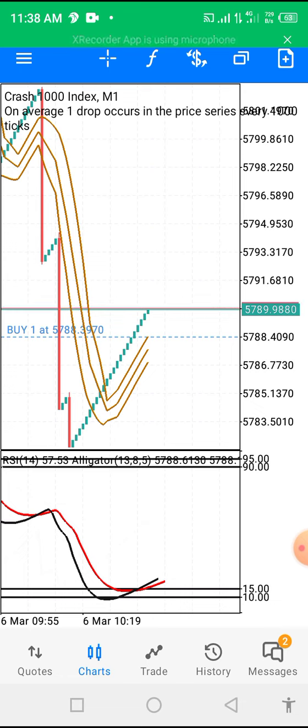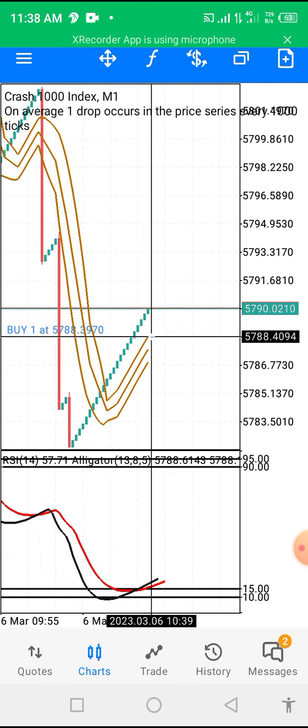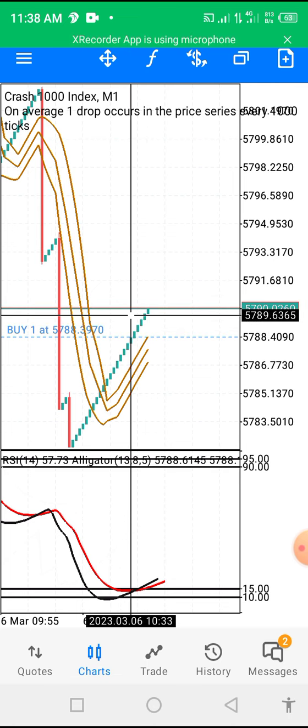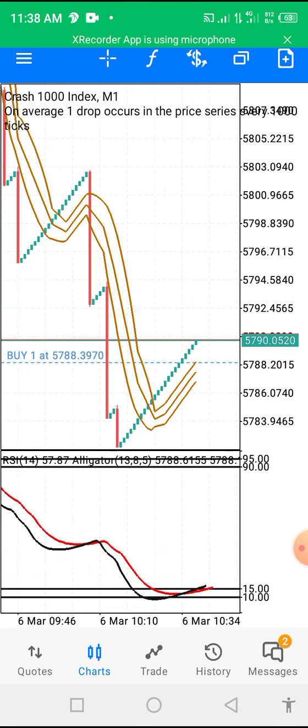So guys, our trade is still moving. As you can see, we're having 1, 2, 3, 4, 5 candlesticks at the moment, and we are still expecting 5 more before we close the trade. So let me tell you how the strategy works, okay?